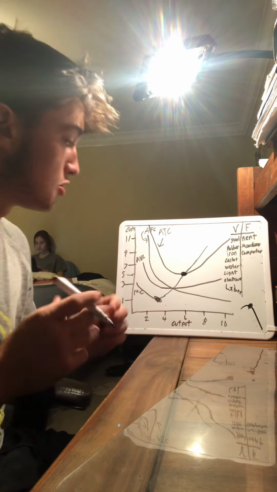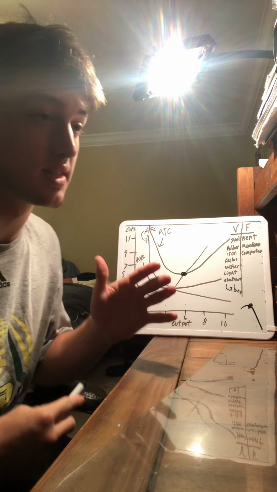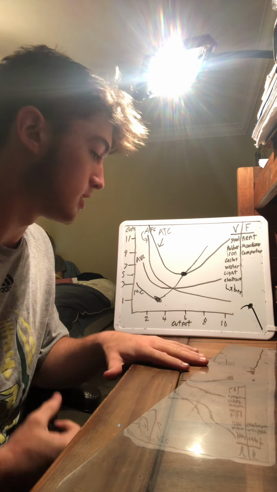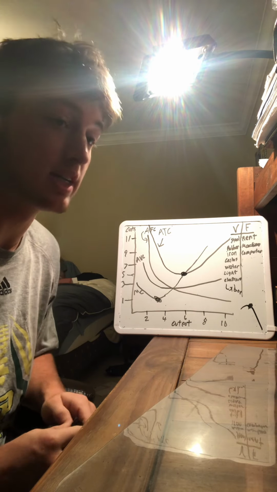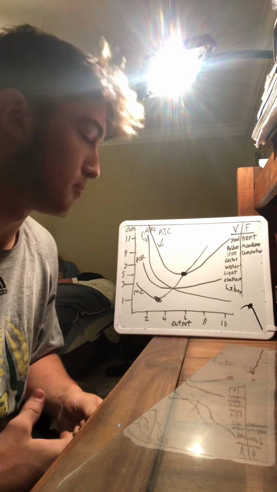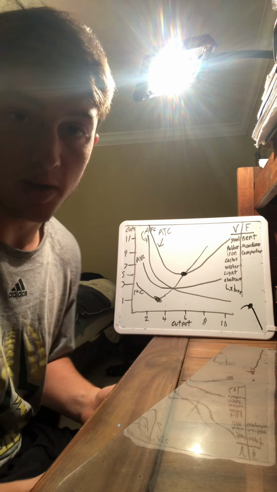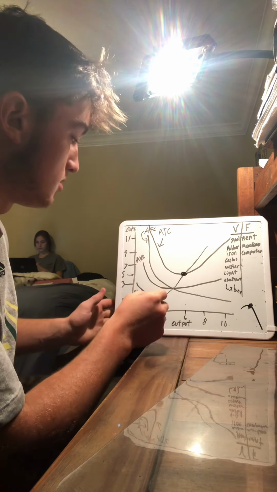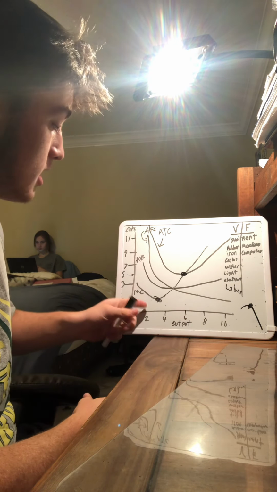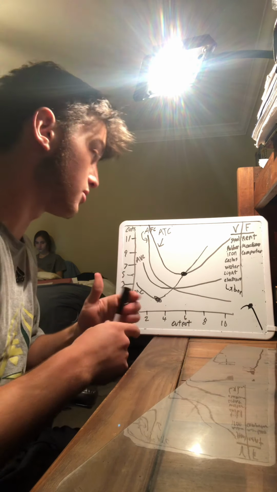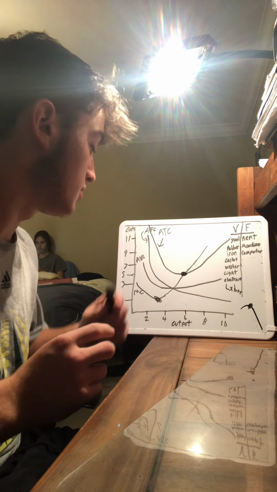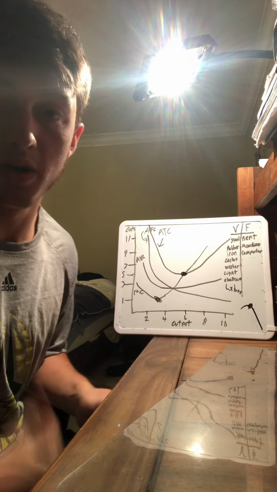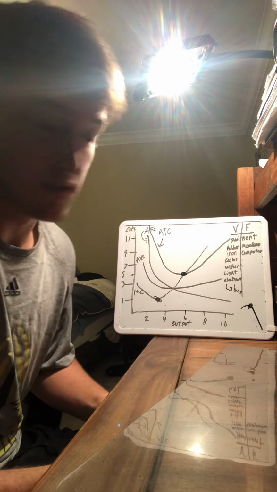The intersection of these 2 points is the minimum efficient scale. That means this is where your company is the most efficient. There's no cost being wasted, implicit or explicit. Explicit meaning you're directly spending the money. Implicit meaning you could be doing something else to make your money. Another way these two interact is that when the marginal cost is below the average total cost, the average total cost is going down, because it's essentially like a grade point average. When marginal cost is above it, the average total cost is going up.